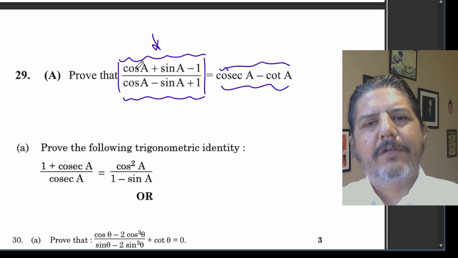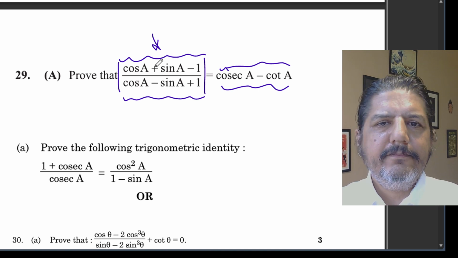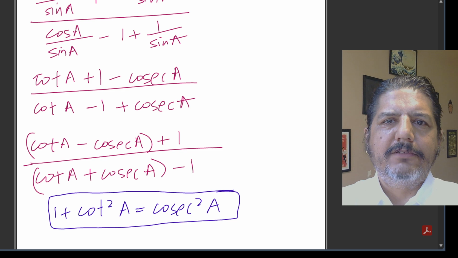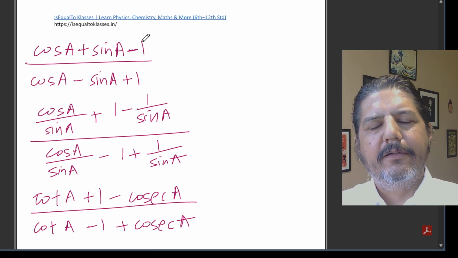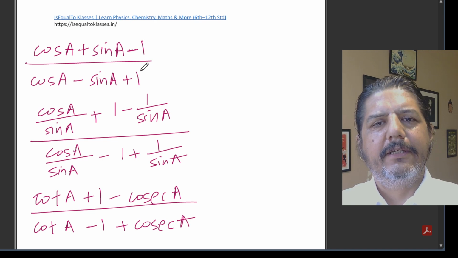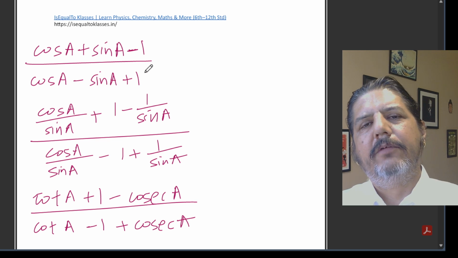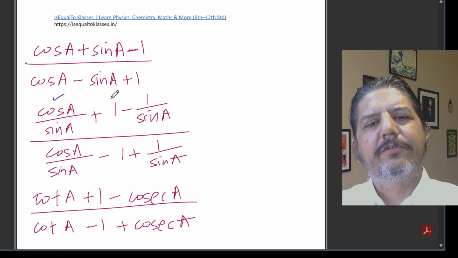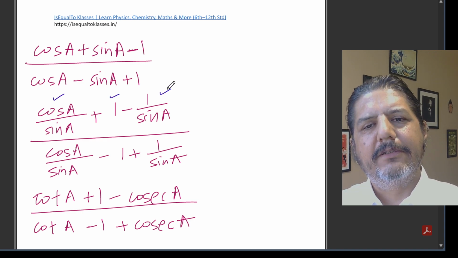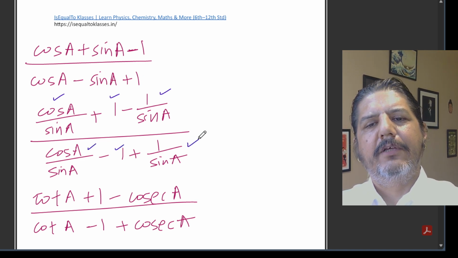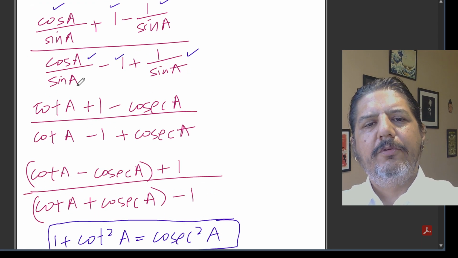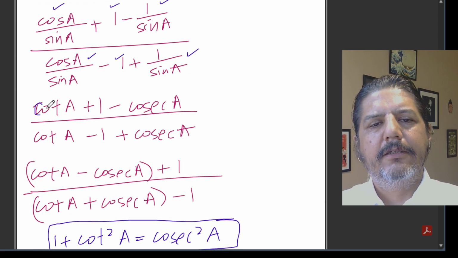So what I'll do is divide the numerator and denominator by sin A, and then let's see what starts happening. I take the whole of the numerator and divide it by sin A. I take the whole of the denominator and divide it by sin A. So cos A upon sin A plus sin A upon sin A is 1. This is 1 minus sin A. Cos A upon sin A minus 1, and this is 1 upon sin A. So cos upon sin is equal to cot A.